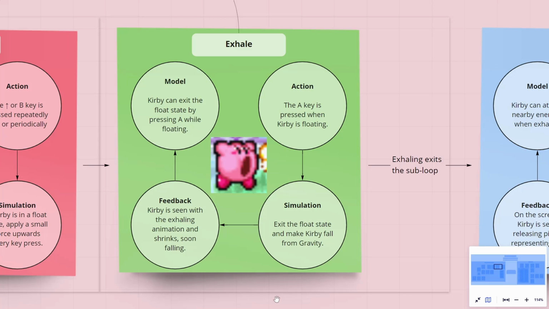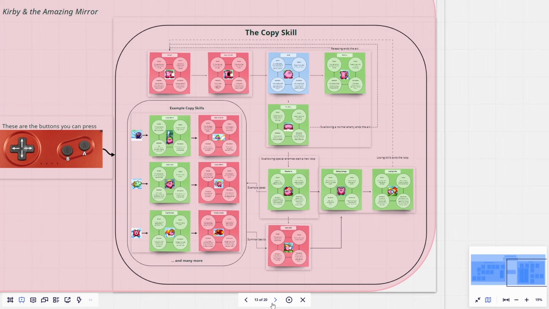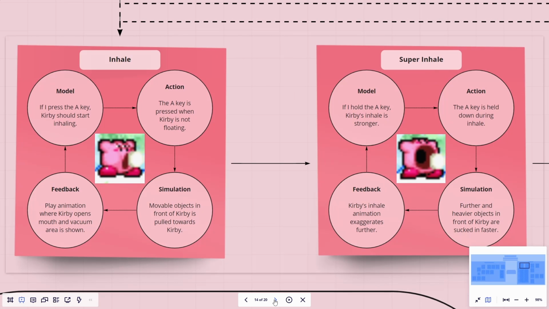For the copying skills, Kirby has the primary loop of inhaling, starting with the action of pressing A. The simulation will pull enemies toward Kirby's mouth, and the visual feedback updates the mental model to let players know that they can continuously inhale by holding A. After something is inhaled, Kirby becomes bigger and enters a hold state.